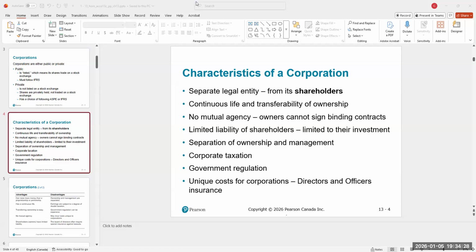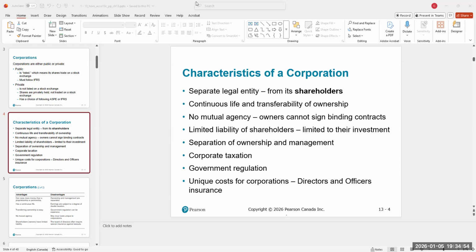There's no mutual agency. I cannot sign a binding contract for the corporation by having one share or two shares or 100 shares. The corporation has its own structure and managers, and they're dealing with that. Separation of ownership and management. The owner of the company can be the manager, but it's not necessarily the manager.